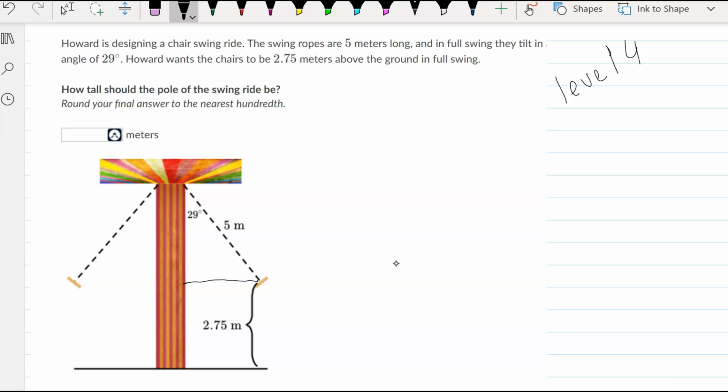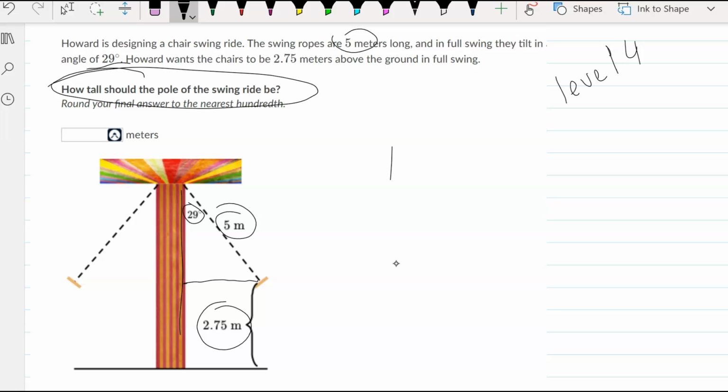So basically they're telling you that everything that's on here, you've got the 29 degrees, they've got it here, the 5 meters long, they've got it here. Howard wants the chair to be 2.75 meters above the ground, so they have everything there. Then you just have to know, what are you looking for? You're trying to find how tall the pole should be.